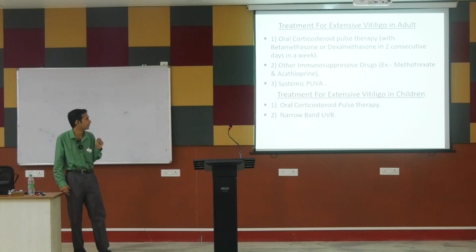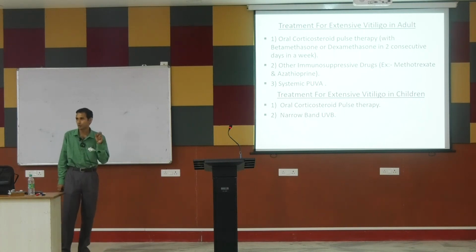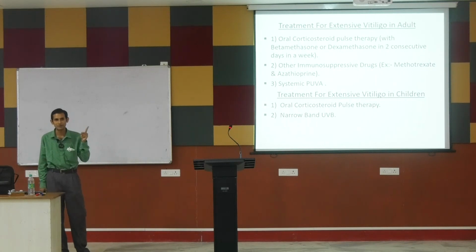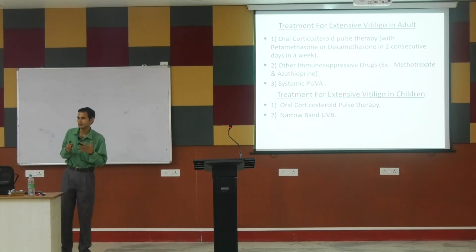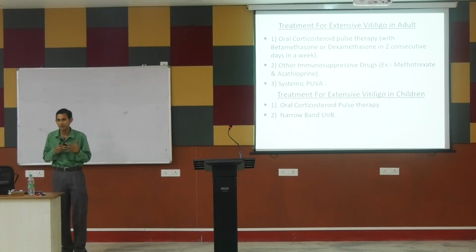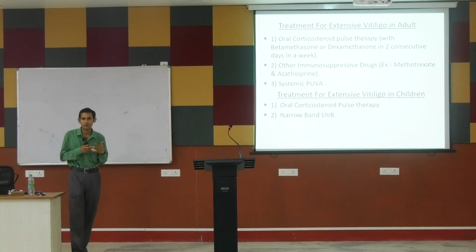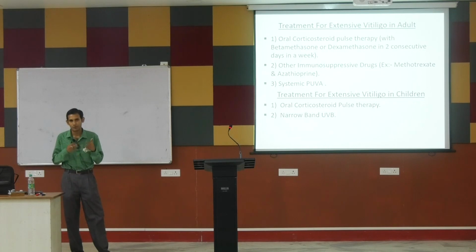It is usually done with betamethasone or dexamethasone or methylprednisolone on 2 consecutive days in a week, that means Saturday and Sunday, at 0.1 milligram per kg body weight for several months to arrest the disease process. So the most important is the oral corticosteroid pulse therapy, given on 2 consecutive days in a week, 0.1 milligram per kg body weight, Saturday and Sunday, for example. But to arrest the disease process, it has to be given for several months.